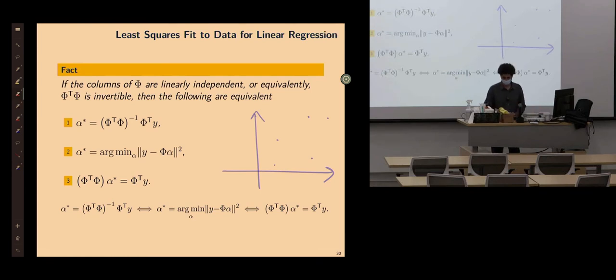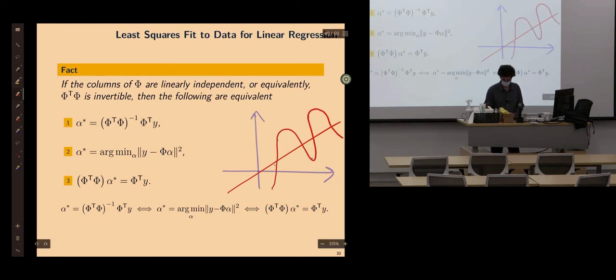Now, a line is not everything. That's a very simple model. Can you have a curve that exactly goes through? Now, I draw it a little bad, but the curve is not going backward. Maybe like this.